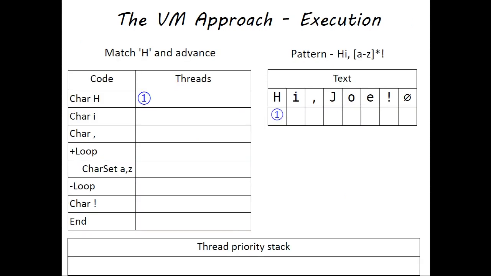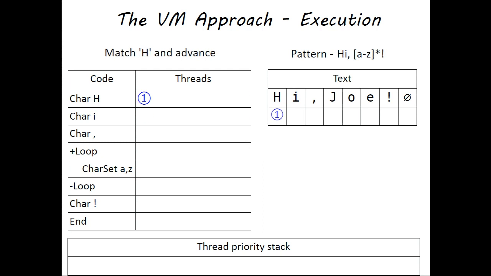Okay, and let's finally get dirty and dive deep into the machines and how they execute the code. So here's a kind of debugger for our VM. It has a code view and a pattern view. The blue circle indicates the threads as they stay at the beginning of the program and the beginning of the text. The bottom box is for threads that are still to execute. We'll see it later. So let's step one time.